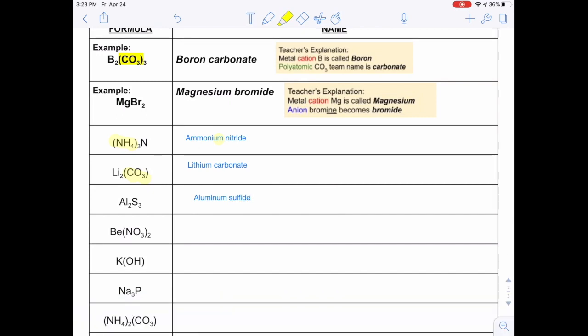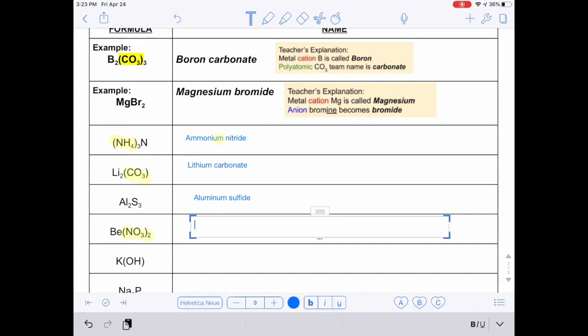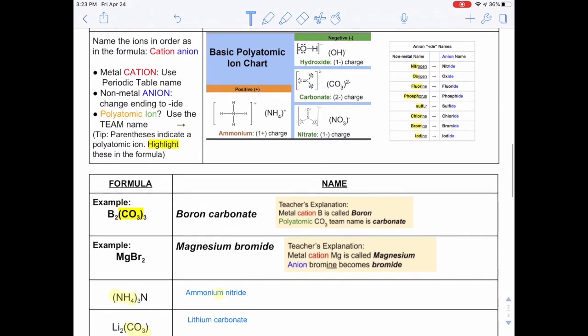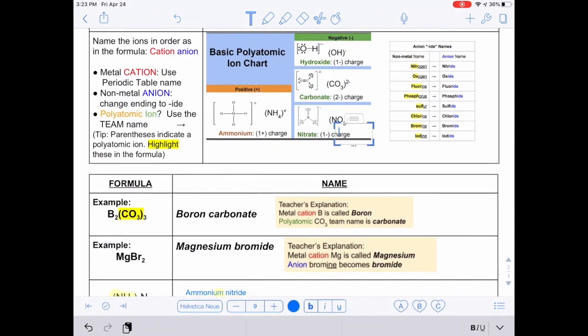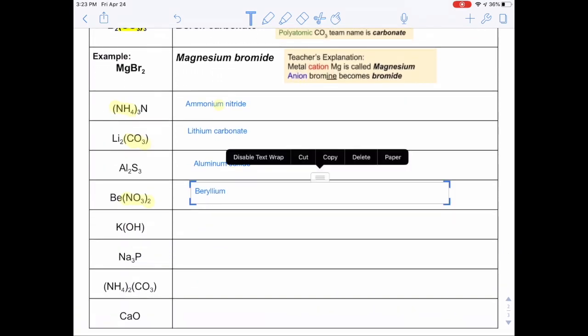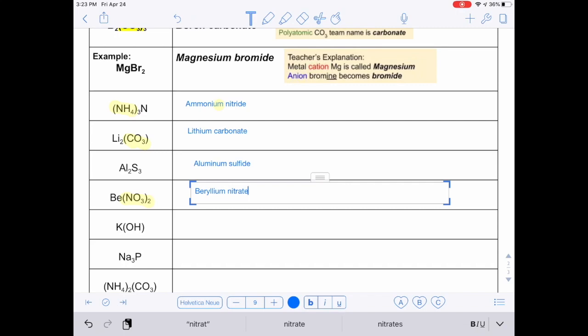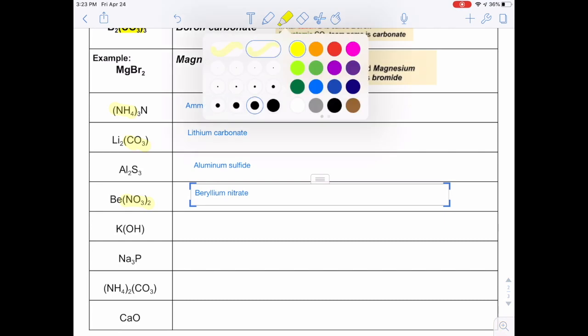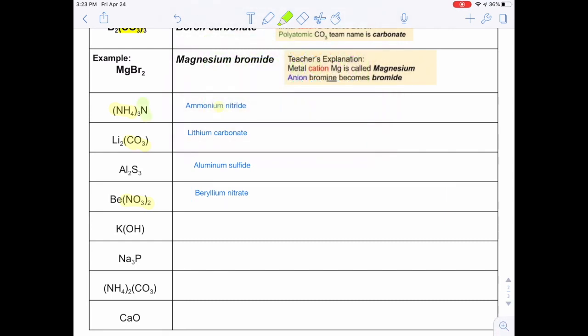Now here I see another one with a parenthesis, so I know that's going to have a team name. So Be is beryllium, just like on the periodic table. NO3, that's the part that has the name, the team. NO3 is called nitrate. Remember up here that N alone was nitride, but with NO3, with the team, the part of the word comes from that nitrogen, but nitrate is the team name.